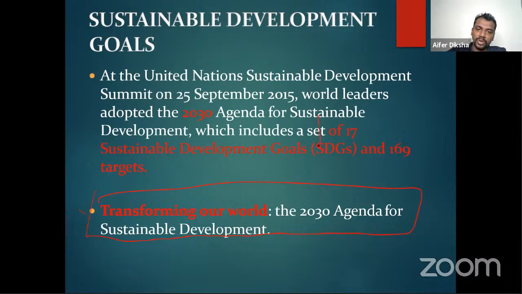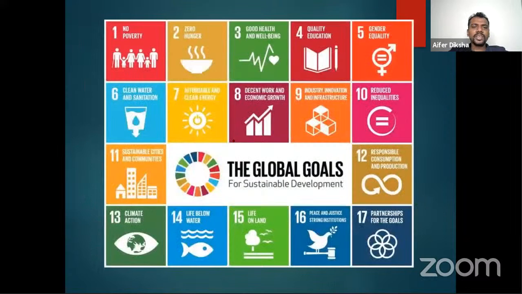As a part of Sustainable Development Goals, we have 17 Sustainable Development Goals and 169 targets. So it's not practicable, it's not possible to study the complete targets. Okay, so there are 17 goals.